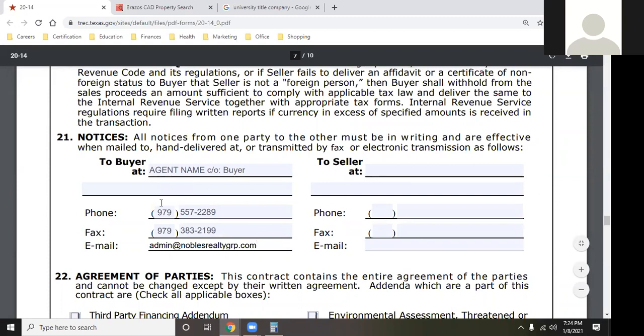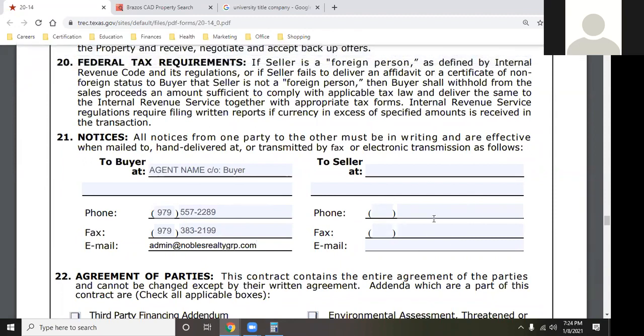But no, so you're going to fill this out. Again, we don't know Travis's information. So we're going to leave it blank. Because remember, we're filling this out without knowing who the heck it is. He is in College Station.